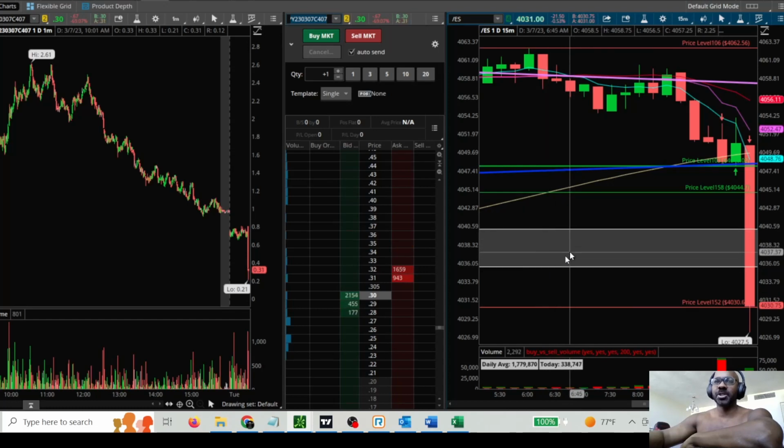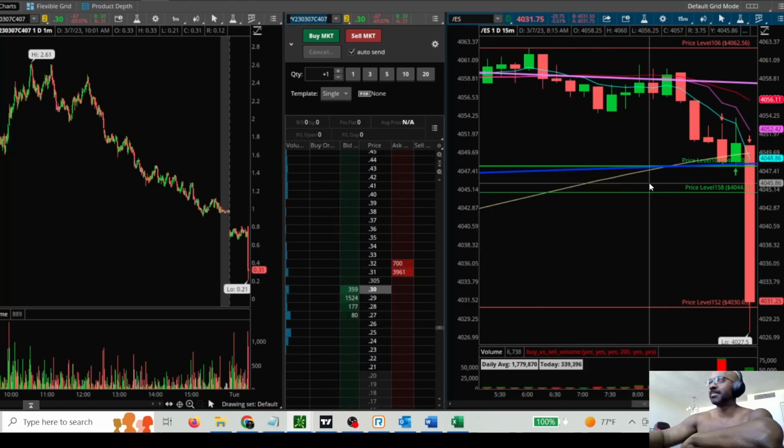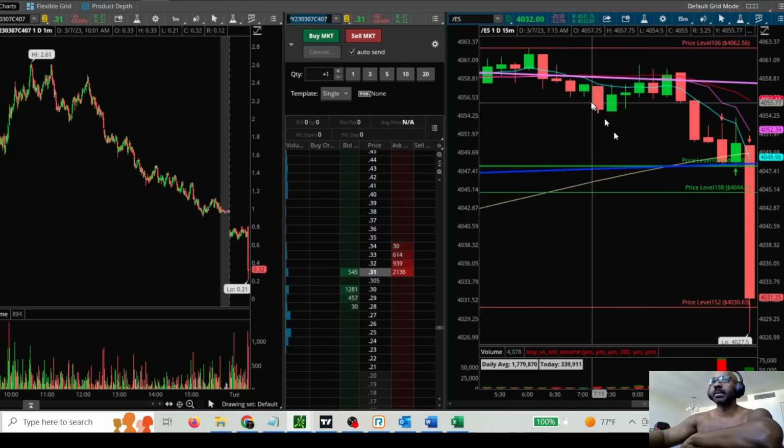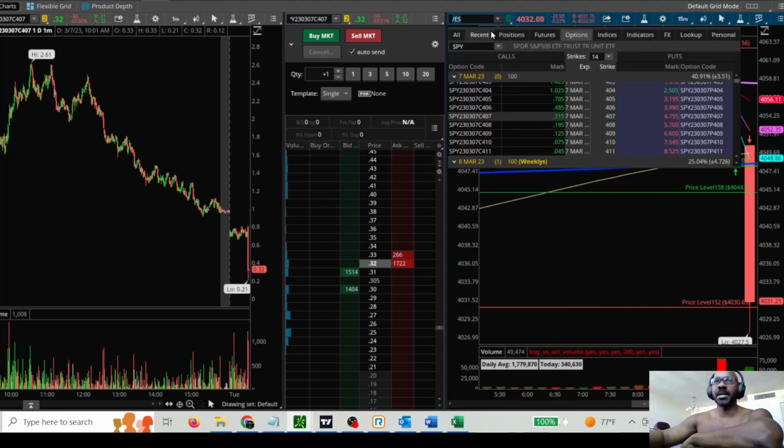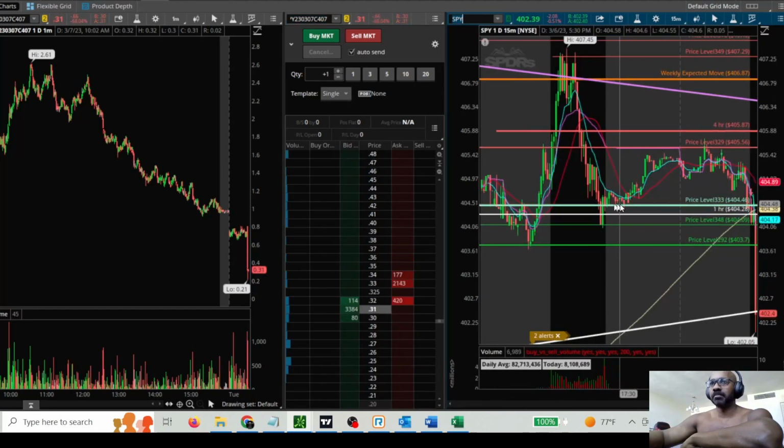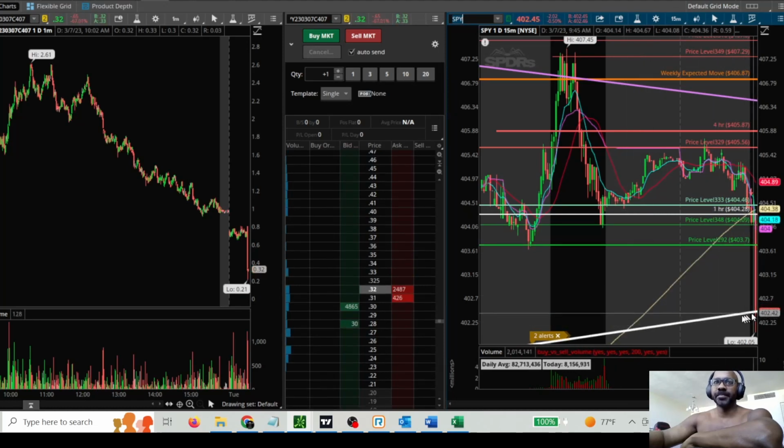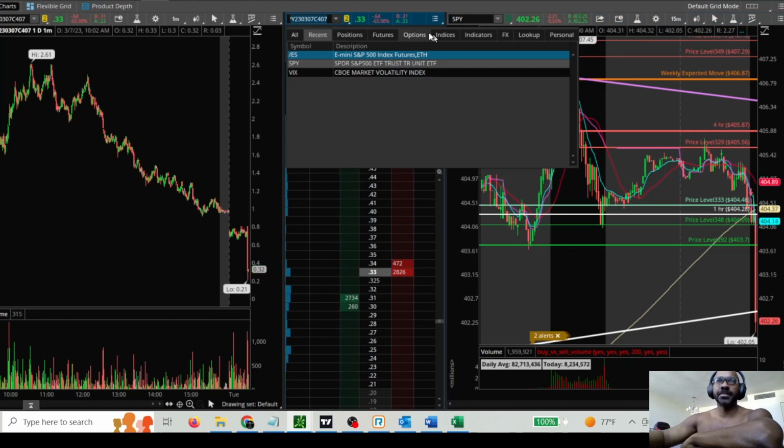This was supposed to be like a support zone. I'm just gonna get rid of this. I'm gonna put this back on SPY. October trend line here. Let's go to 406.